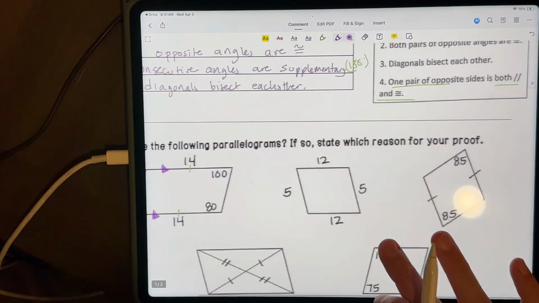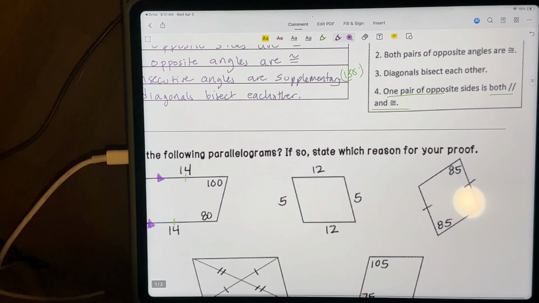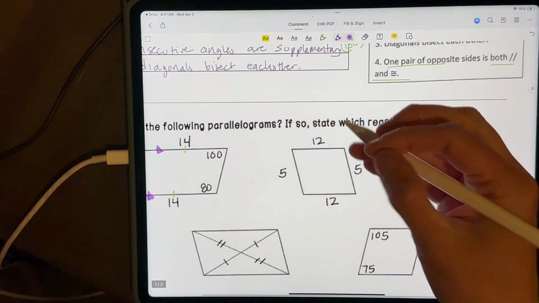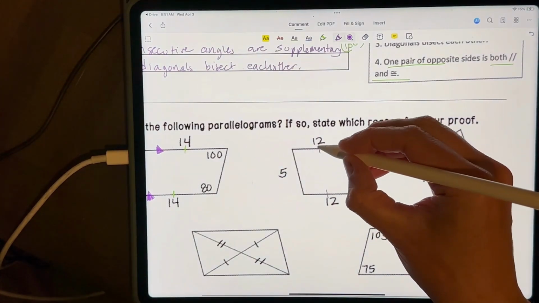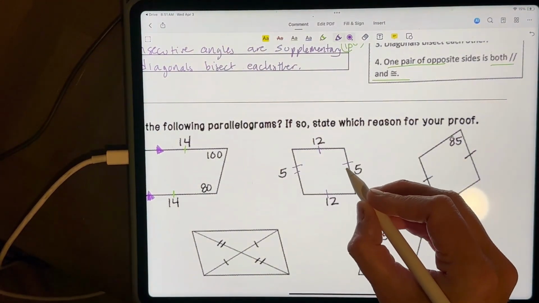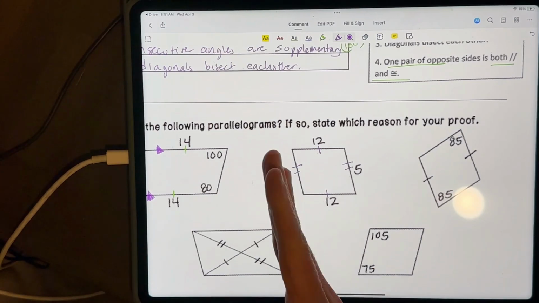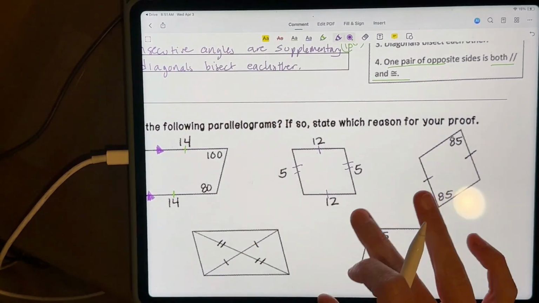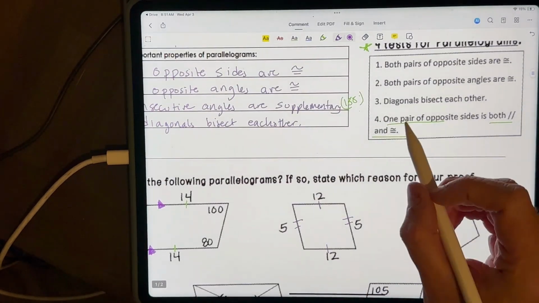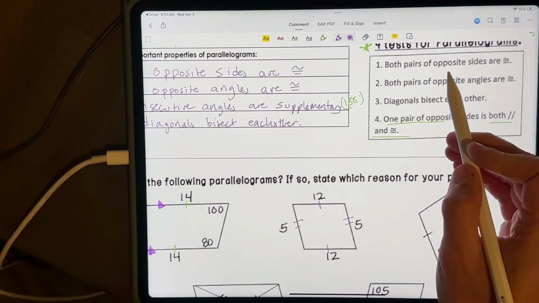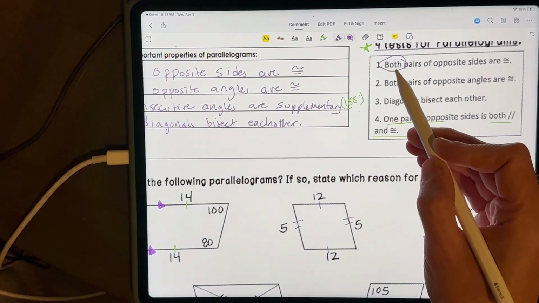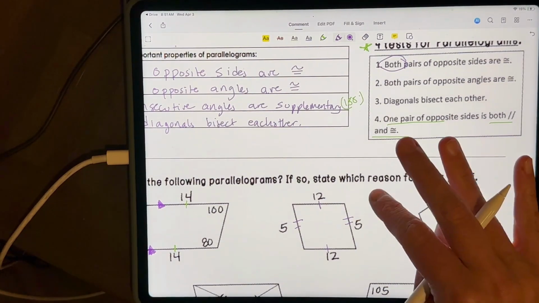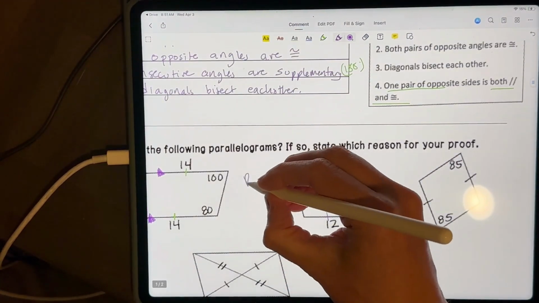Okay, what about the next one, this middle one? This one has 12 and 12. Those are matching, and then it has 5 and 5. So what do we have? We have opposite sides on both the left and the right, and the top and the bottom, that are equal lengths, right? They're congruent. So let's read number 1. Both pairs of opposite sides are congruent. Is that true? Yes. So this would be rule number 1.